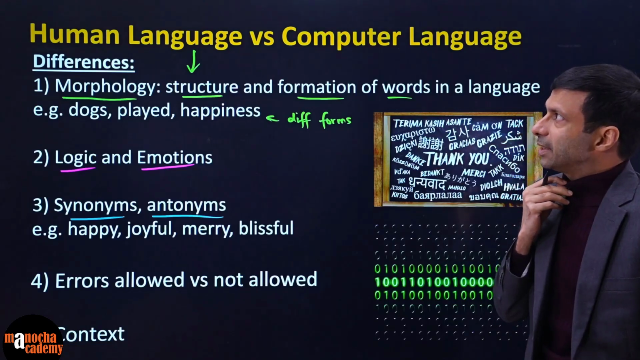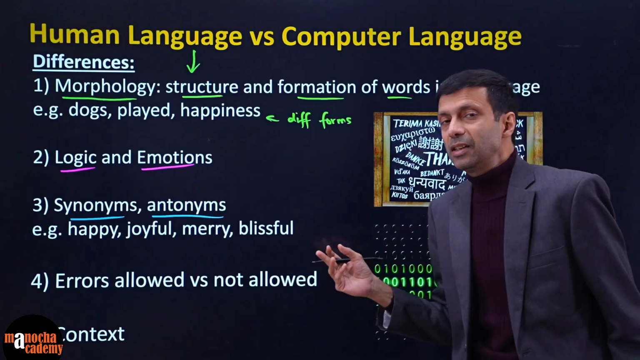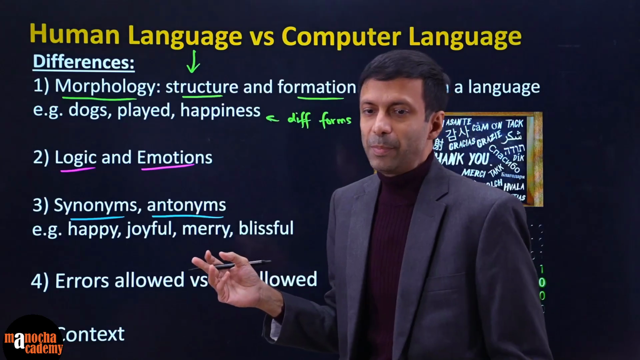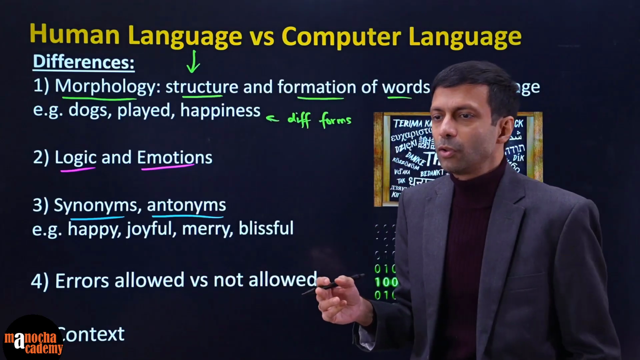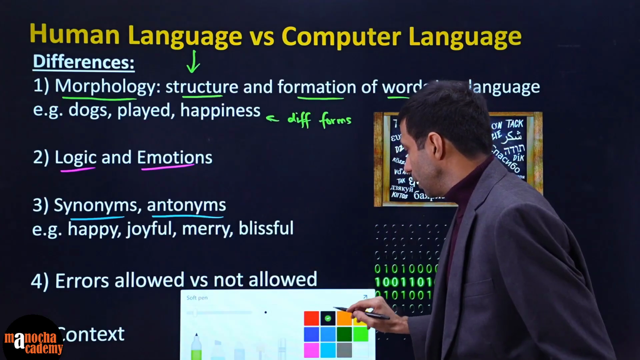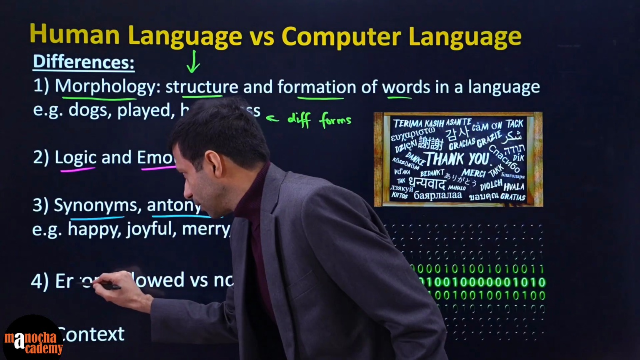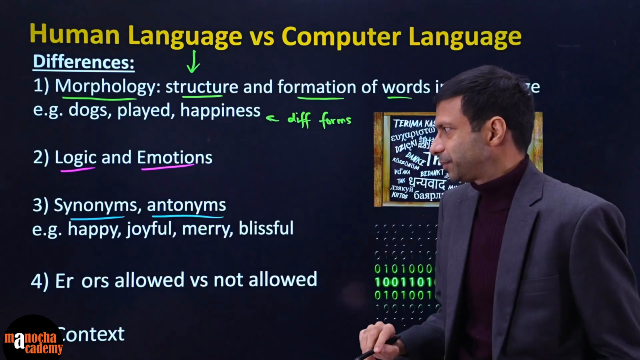Again, you can say in human language, errors are allowed. What do I mean by errors are allowed? So suppose I had written this spelling, I had written this sentence like this.